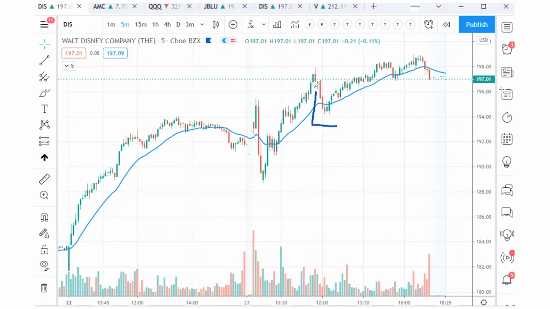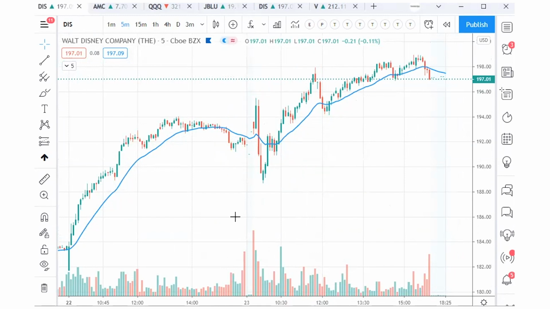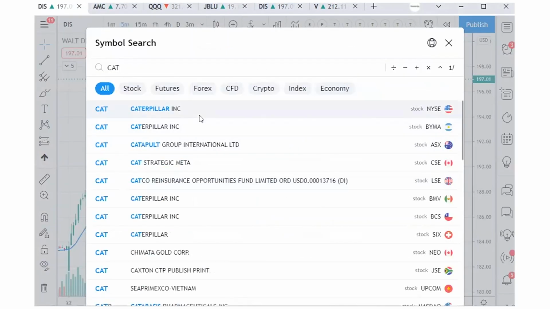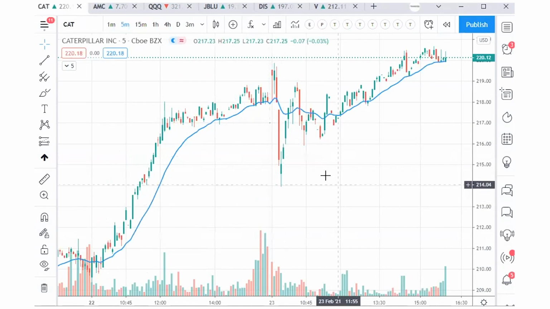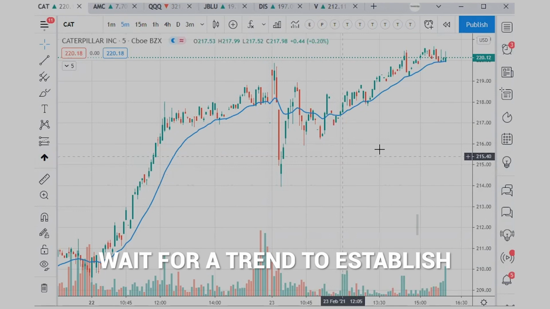We've noticed that this trend, we typically want to watch until about 12 Eastern time. About when noon strikes, we have the opportunity to form a decent trade idea based on this moving average strategy, right? Caterpillar, again, what are we doing? You want to wait for a trend to establish, and that happens in the afternoon.